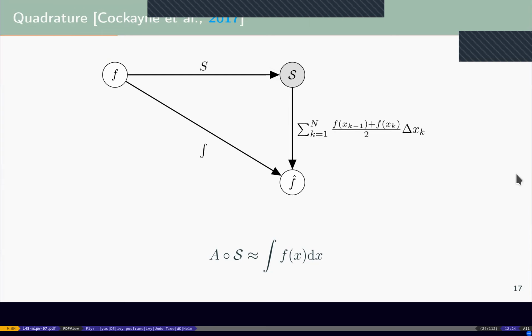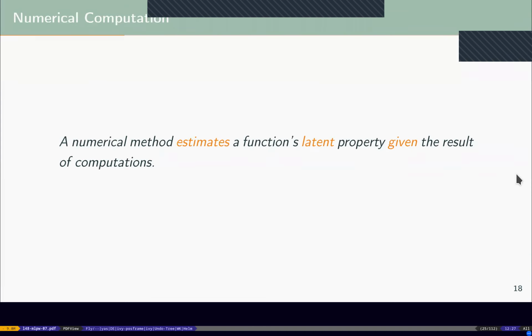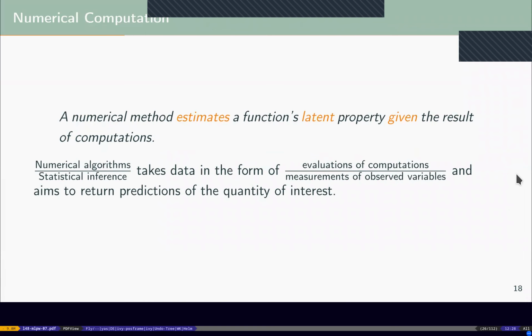We want to take in the knowledge that we have about the function in order to do the right computation, right? Let me give you just a silly example of this. Or, no, I have this slide first. Let's think about this. A numerical method is something that estimates a function's latent property given the result of computation. Right? That's the definition of a numerical method.